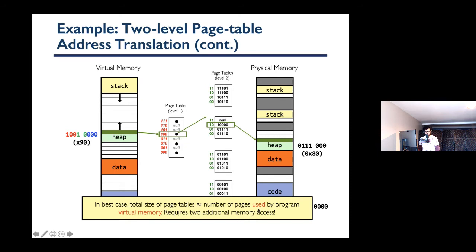So in the best case scenario, where all of these are used, the size of your page table, how much memory you're storing for your page table, should be roughly equal to the number of pages that your program is using. And because your program is usually not using all of its pages, that means that the size of the page table is going to be limited.